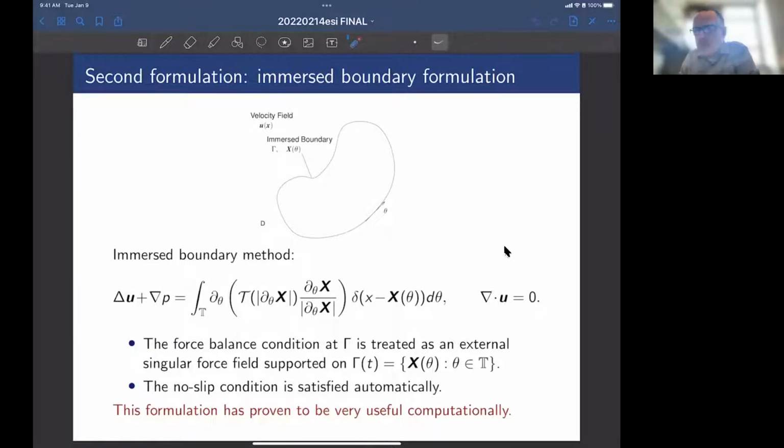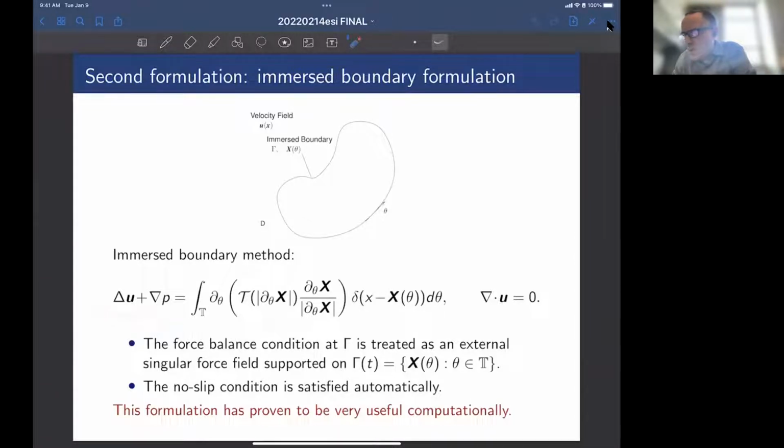So in this situation, the force balance condition at the interface gamma is treated as an external singular force field supported on gamma, and the no-slip boundary condition is satisfied automatically. It's built in, and so this formulation is very useful computationally because it's split into two equations.